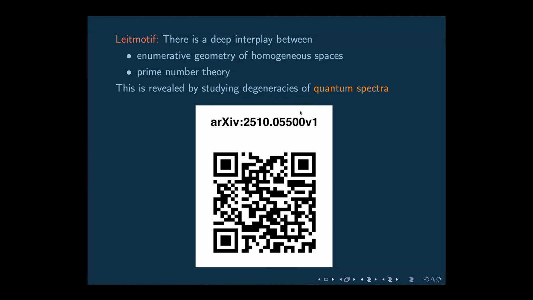All right, so I want to start by sending you immediately one of the main leitmotifs of this talk. The main message I would like to send you is that, as crazy as it may seem, there is a connection between enumerative geometry of homogeneous spaces, and today I will focus on partial flag varieties, and prime number theory. More precisely, such an interplay will be revealed by studying the degeneracies of so-called quantum spectra.